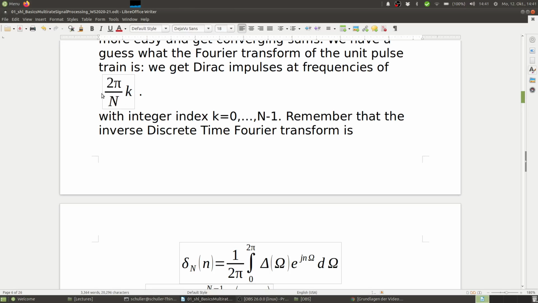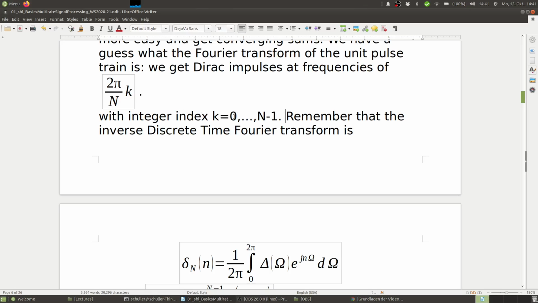So basically this 2 pi over n is the fundamental frequency of our unit pulse train, and for the higher cases we just get harmonics. So you can just imagine this unit pulse train as a periodic function, very non-sinusoidal, so it should have strong harmonics, and those harmonics appear at multiples of this fundamental frequency. That's why we have those integer indices.